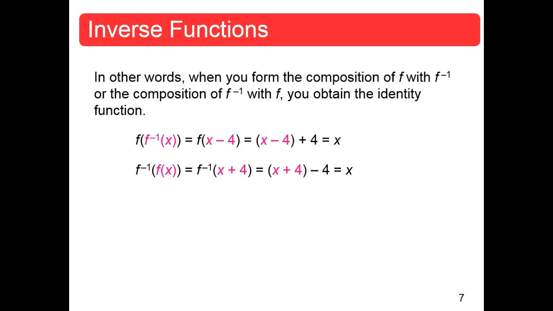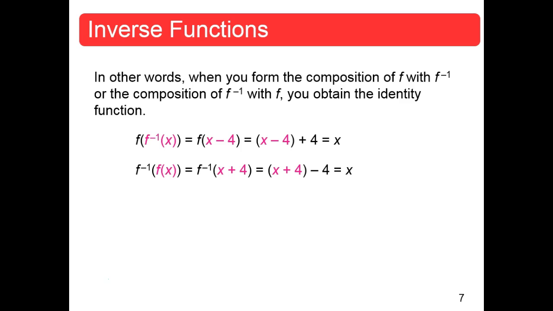Because the f inverse is undoing f, and then when you do f again, you wind up with what you started with. Or f of x gives you a y value, say, and then you undo that with the f inverse, and it takes you back to x again. So this is pretty simple.